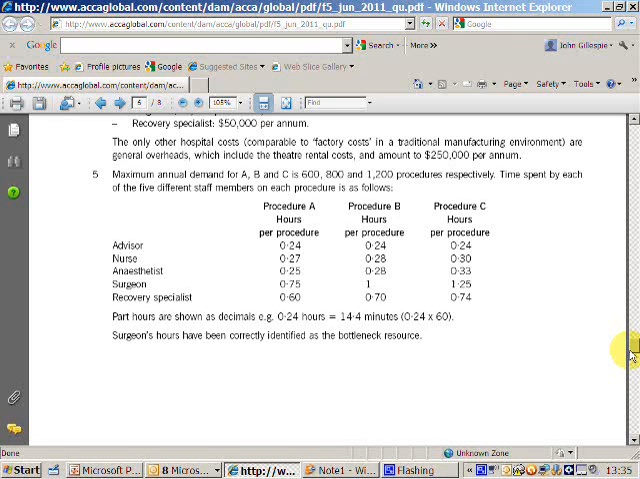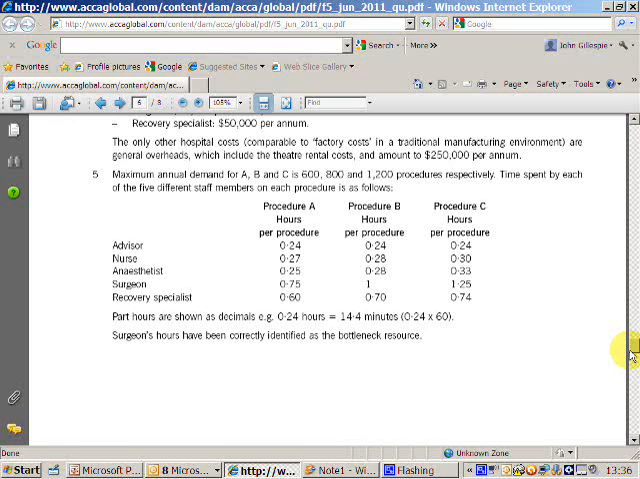So looking at that, we can see which particular part of the process takes the longest time for each procedure. Here we've got procedure A, and just scanning down you can see that surgeon time at 0.75 hours per procedure is the slowest, that's the bottleneck for A. For B, it's the same, the surgeon time, so 1 hour is the highest, and for C, it's 1.25 hours for the surgeon.